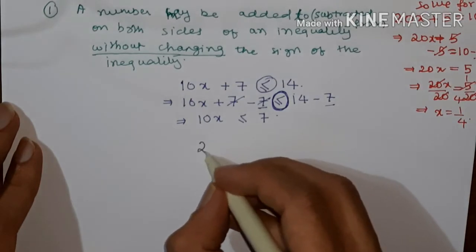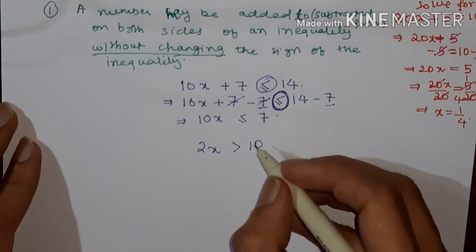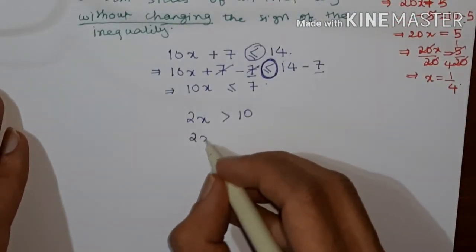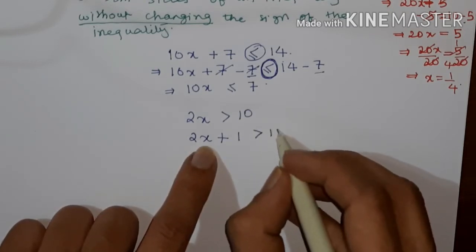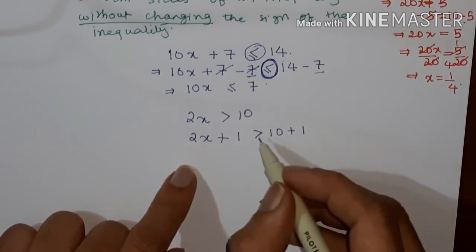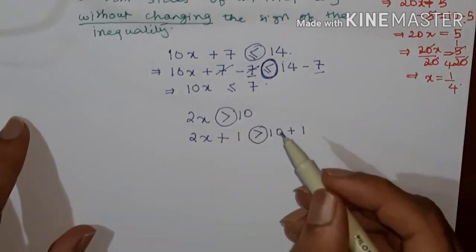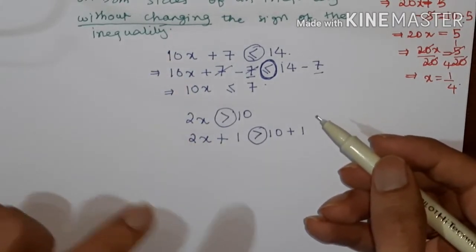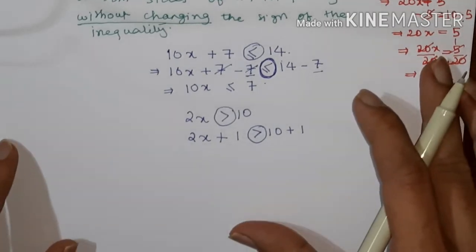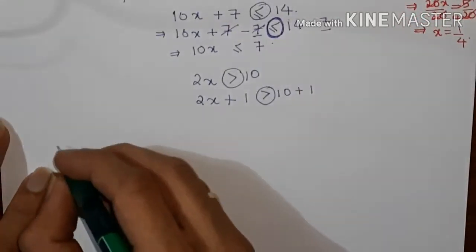Similarly, if you have an inequality 2x greater than 10, what you can do here is add a number. Let's say 1, so 2x plus 1 is greater than 10 plus 1. You can see that the inequality will not change. So even if you subtract or add, the inequality will remain the same. That is the first rule. Now let us look at the second rule.